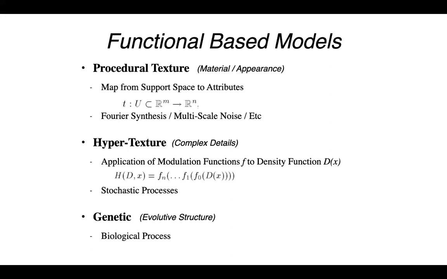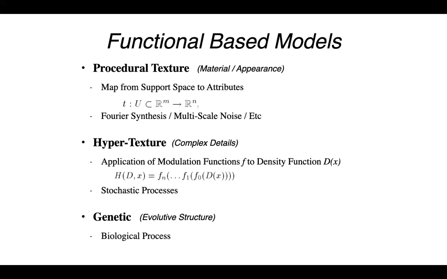So for the functional-based models, we have models that describe material and appearance. We have models that describe complex details, and also models that describe evolutive structures, right? And then we have procedural textures that map from the support space to the attributes.